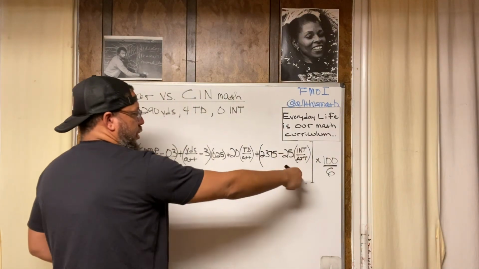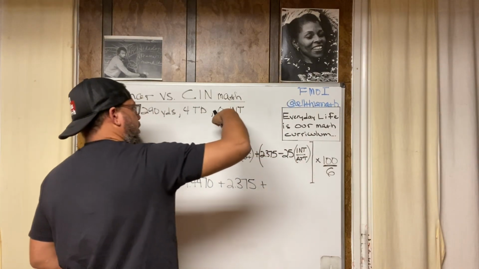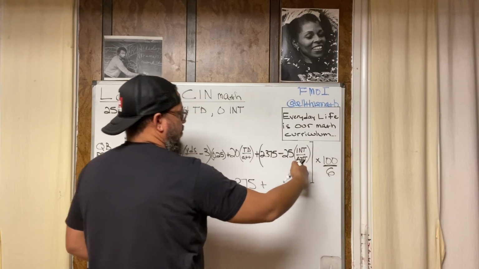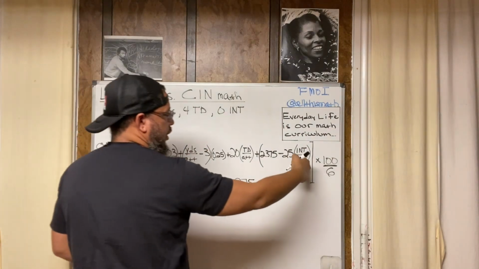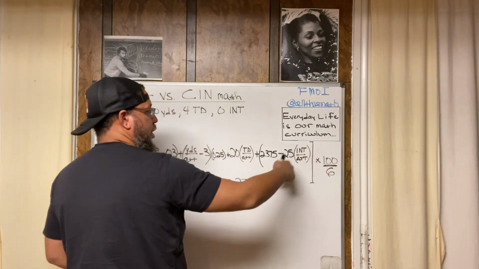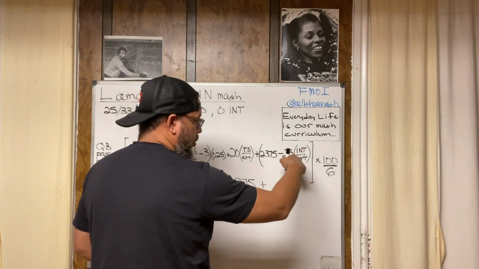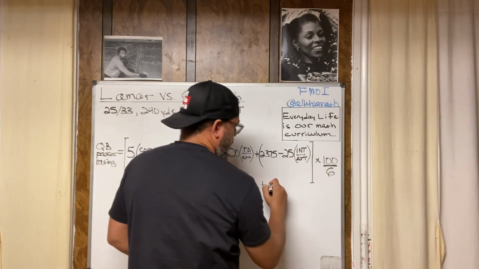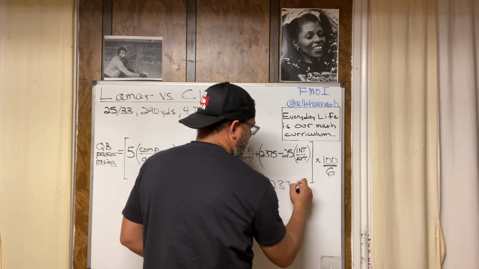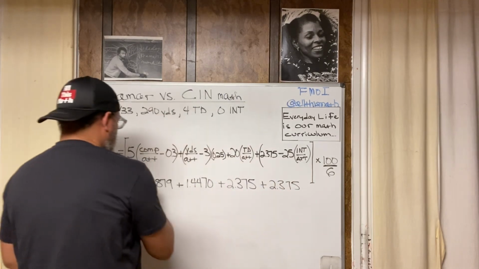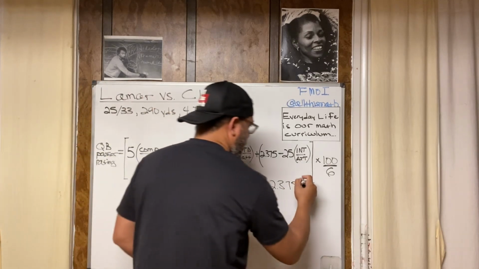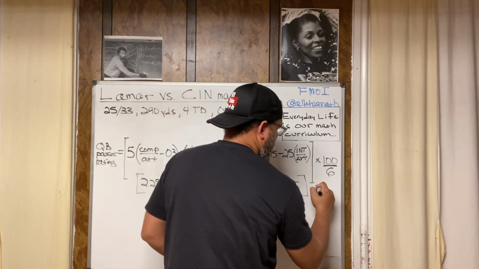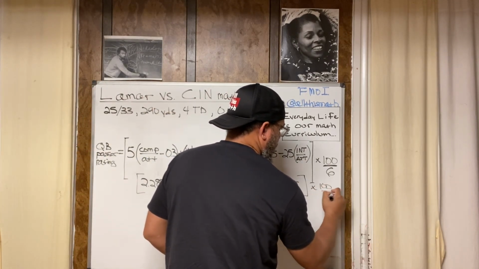All right, so now we're over here dealing with interceptions. He threw 0 interceptions. So 0 divided by anything is 0. So 0 divided by 33 is 0. And then 0 times anything is 0. So 0 times 25 is 0. So then we got 2.375 minus 0, which is 2.375, right? Now, throw this in brackets, and then we're going to multiply this by 100 over 6.